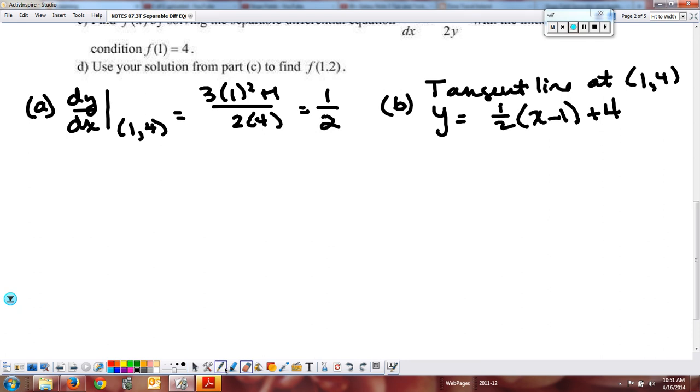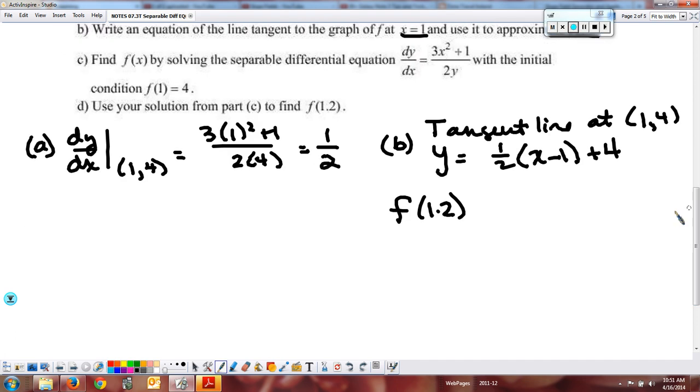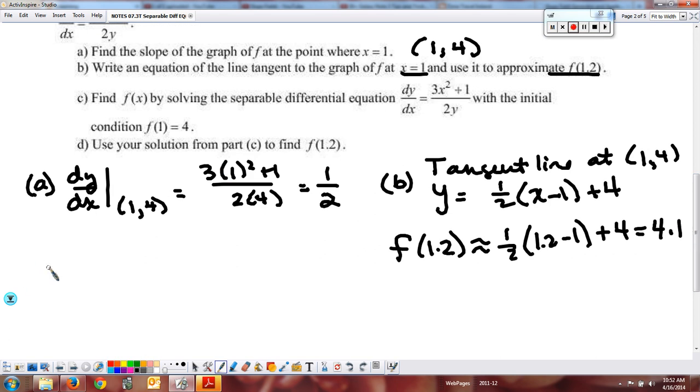All right, so what you're basically going to do here is estimate f of 1.2. Make sure we've named this. They named it f of x, so we're fine on that. So f of 1.2 is going to be approximately, you can just plug in your 1.2. You can leave it at that, but it's okay to simplify. This is pretty easy. You basically have half of 0.2, which is 0.1, so that's 4.1. Okay, so that's going to be our estimate. And they did not ask me about over or under estimate, so I'm going to move on to part C.